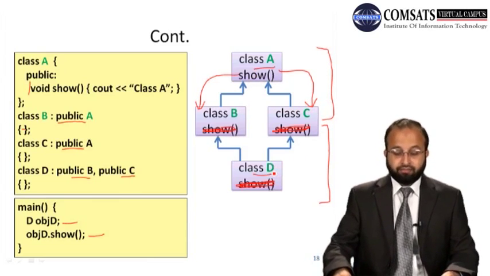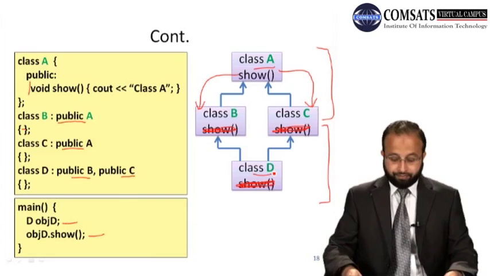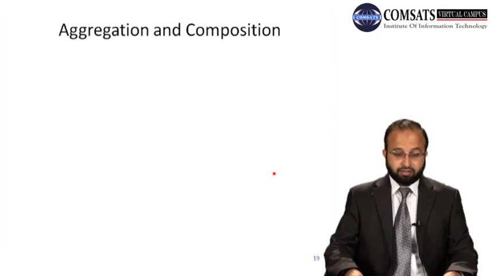Now if the class D calls that show function, तो वो B के शो फंक्शन को कॉल कर रहा है या C के शो फंक्शन को कॉल कर रहा है. So that is the second confusion or ambiguity. Now let's come to the aggregation and composition.